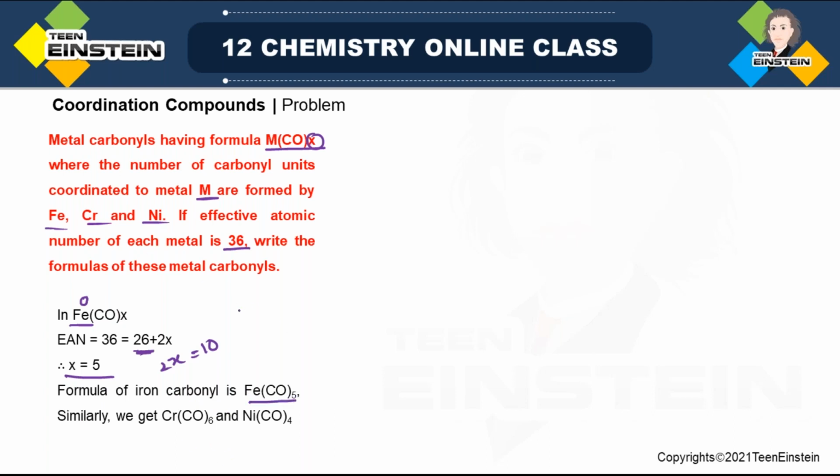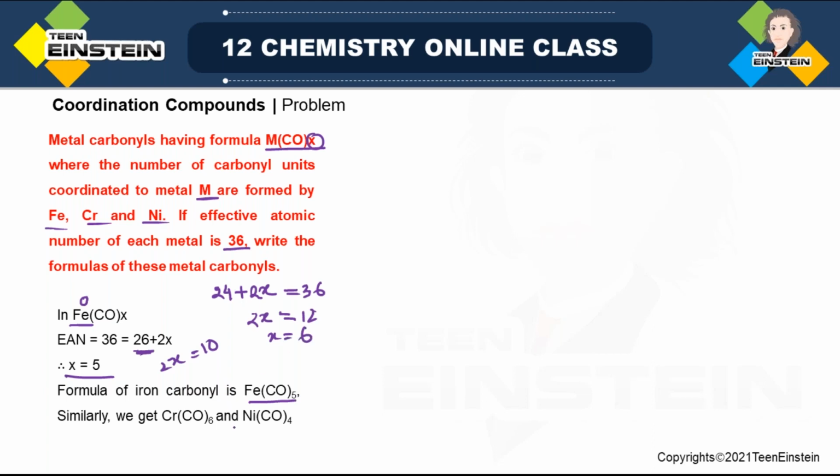Similarly, suppose it is chromium. Chromium has atomic number 24, so now it will be 24 plus 2x. Now this complex also has oxidation state 0, because for metal complexes having only carbonyl, remember it is always 0 oxidation state because CO is neutral. So if it is 36, then 2x will be 12, so x is 6.